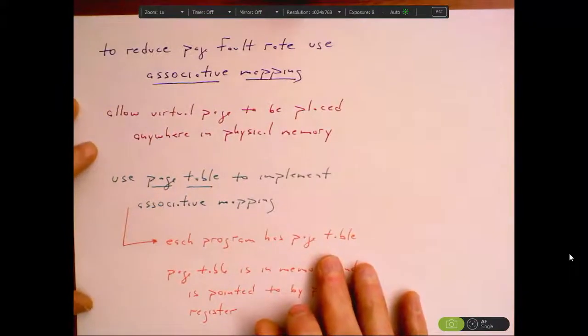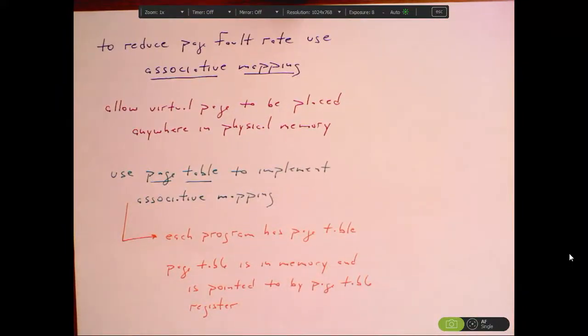One thing we can do to help with the page fault rate is to actually use an associative mapping. We can allow a virtual page to be placed anywhere in physical memory. Again, you might think of a simpler strategy where a virtual page always goes to the same physical page. That's called a direct mapped approach. But having associative mapping and not having any restriction over where the page is placed in physical memory gives us more flexibility, and we're looking for all the angles we can possibly have to try to reduce the page fault rate.